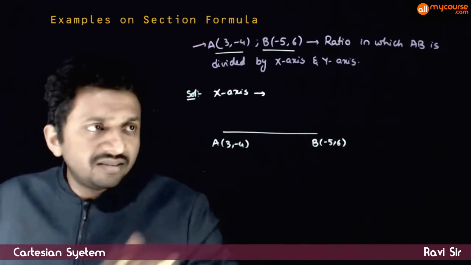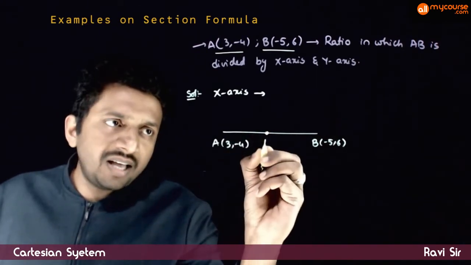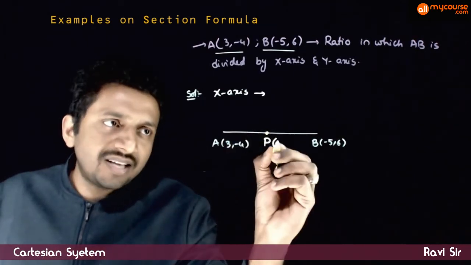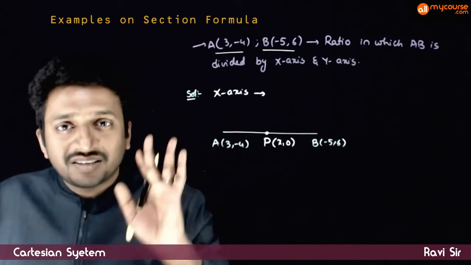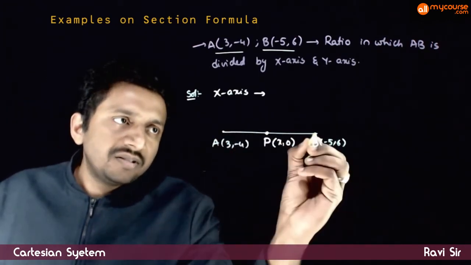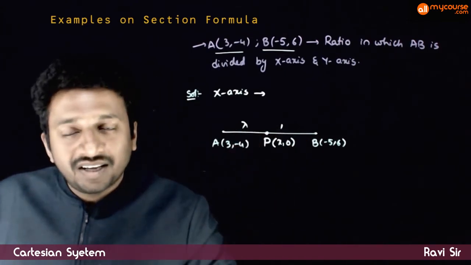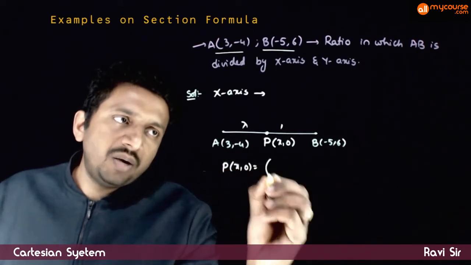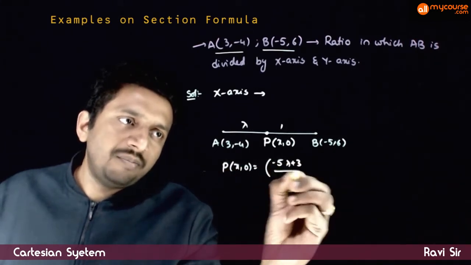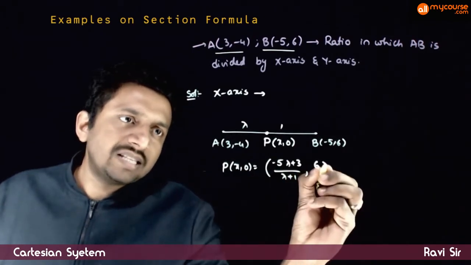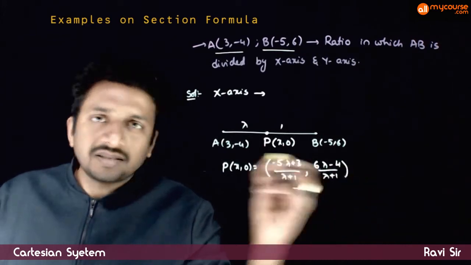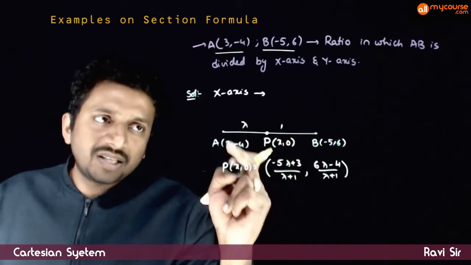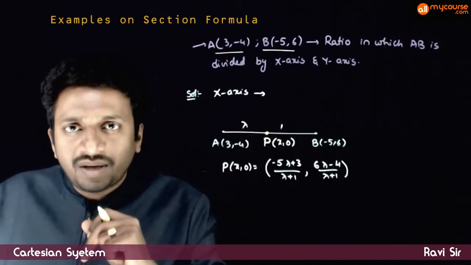So if you want to find the ratio in which A(3, minus 4) and B(minus 5, 6) is divided by x-axis, let us say that this line segment AB meets x-axis at a point P. So we know that every point on x-axis can be assumed as (x, 0), as we have discussed very early. So let the ratio be lambda is to 1, which is an unknown now. So P(x, 0) has to be equal to (minus 5 lambda plus 3) by (lambda plus 1), (6 lambda minus 4) by (lambda plus 1). So I'm doing the formula (mx2 plus nx1) by (m plus n), (my2 plus ny1) by (m plus n).